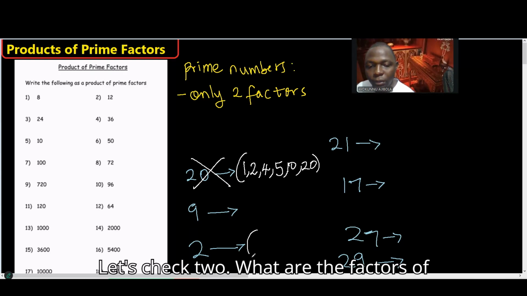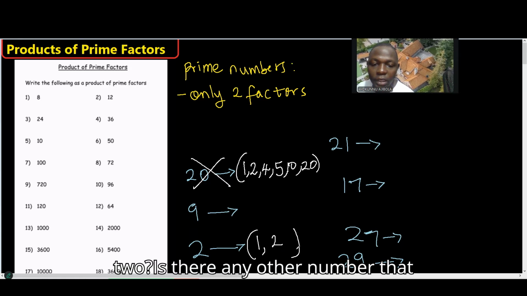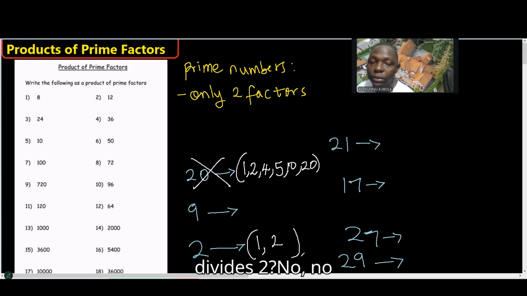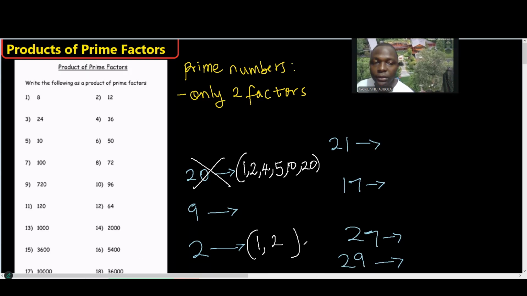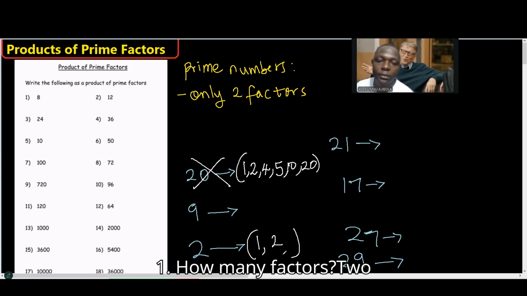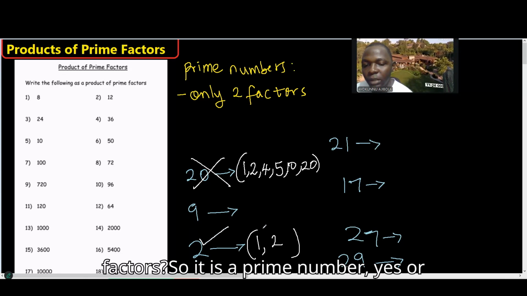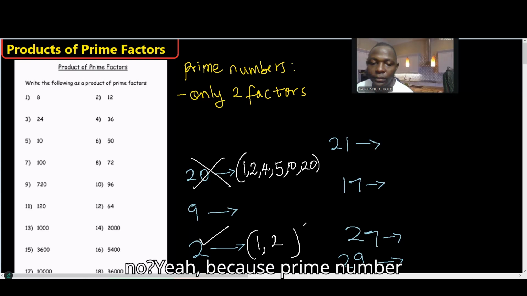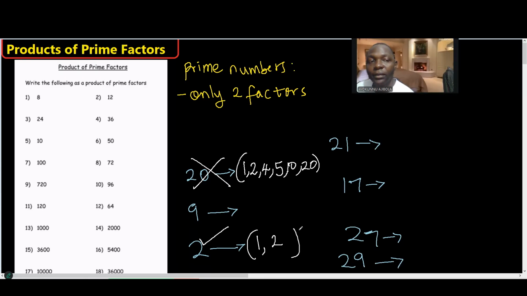Let's check 2. What are the factors of 2? 1 and 2. Is there any other number that divides 2? No. So 2 has how many factors? 2 factors. So it is a prime number, yes or no? Yes, because a prime number must have only 2 factors.